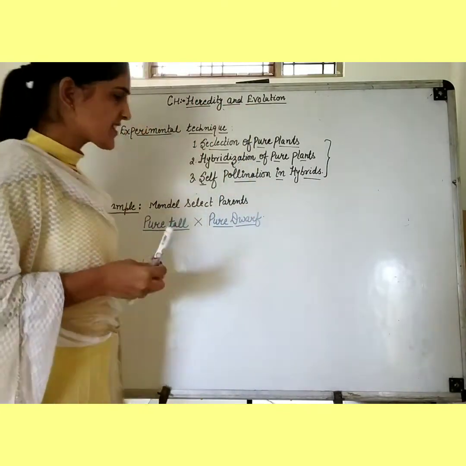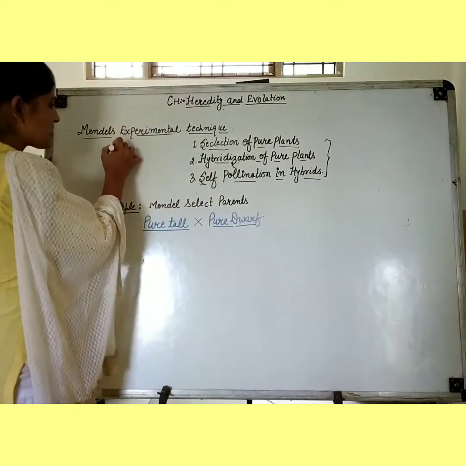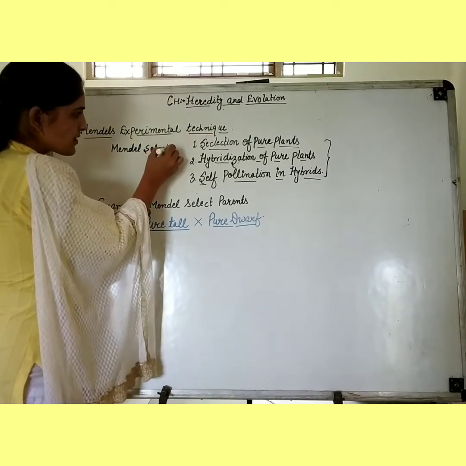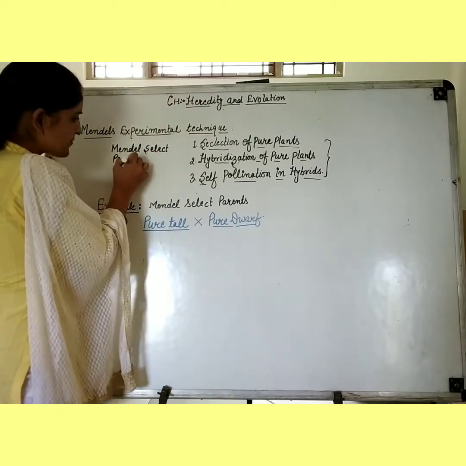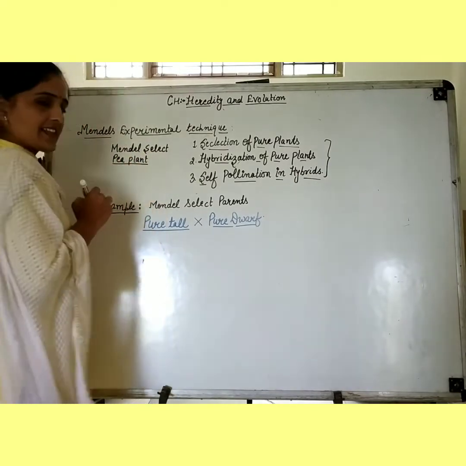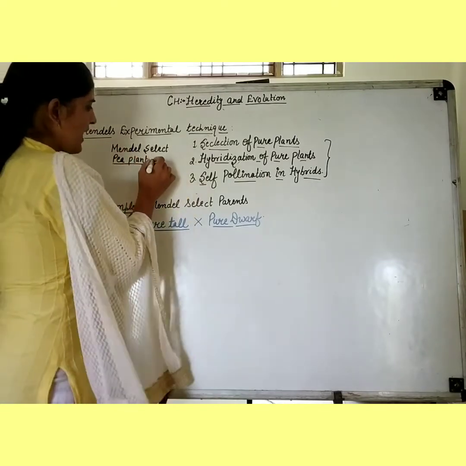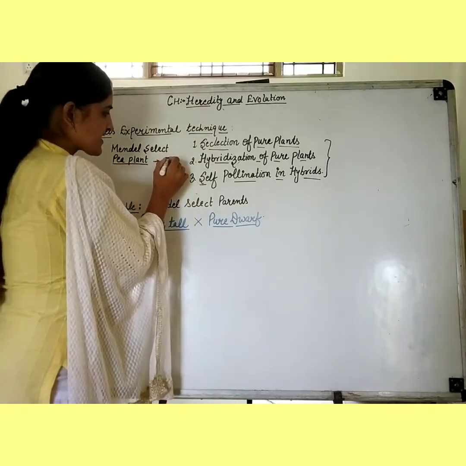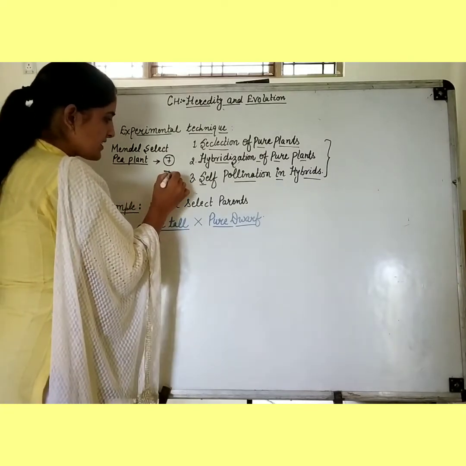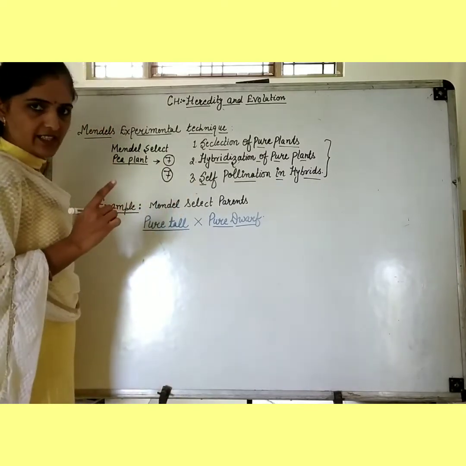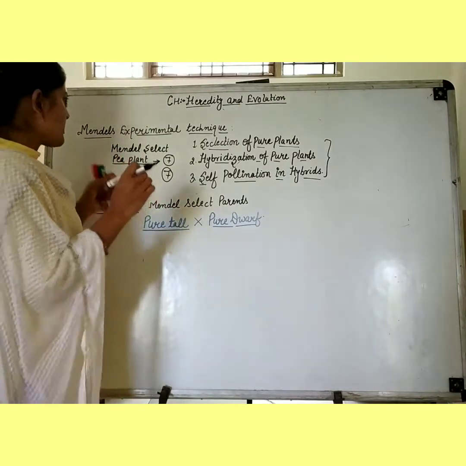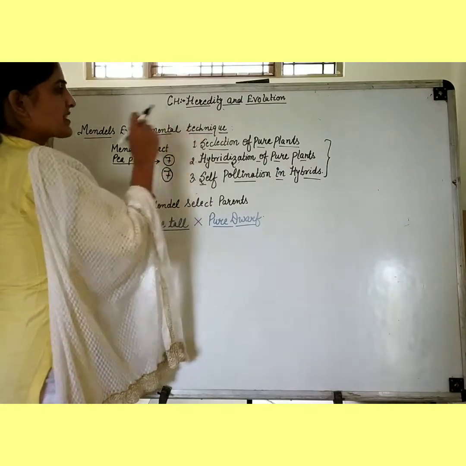Students, as we discussed earlier, Mendel selected the pea plant for his study. The pea plant has 7 chromosomes, and Mendel studied 7 contrasting characters. Now the question is, what is Mendel's experimental technique?